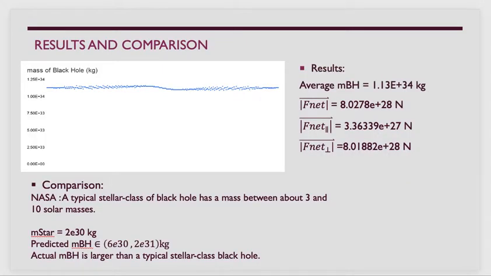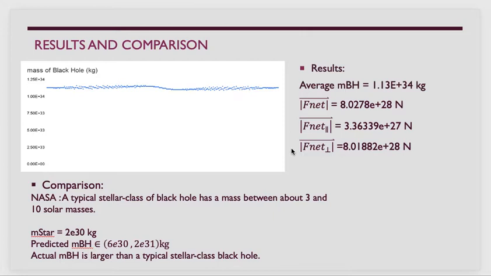Here's the result that I generated. The graph shows all the masses of the black hole that are generated, and I calculate the average mass of the black hole, which is equal to 1.13 times 10 to the 34 kilograms. My code also generates F net perpendicular and F net parallel.